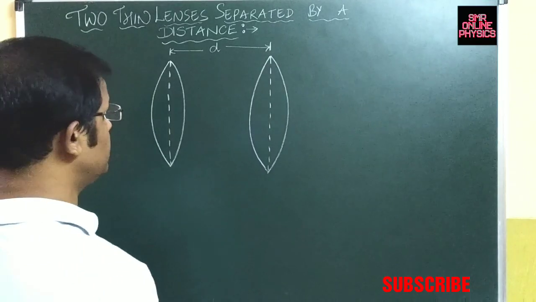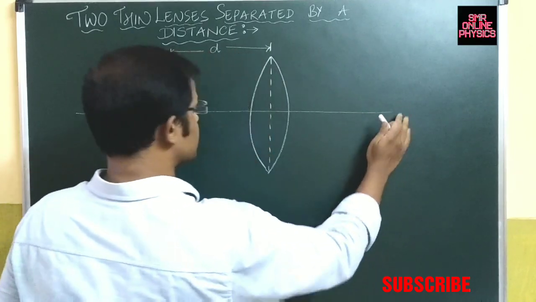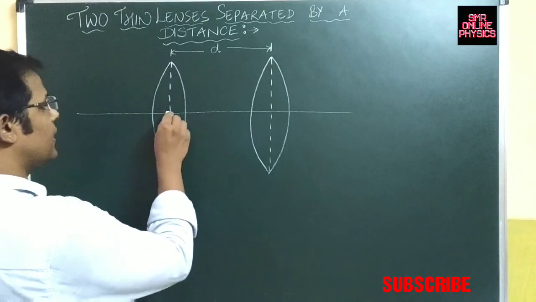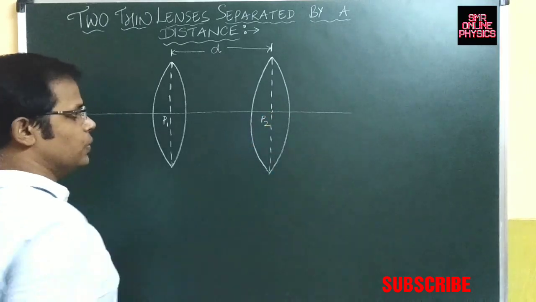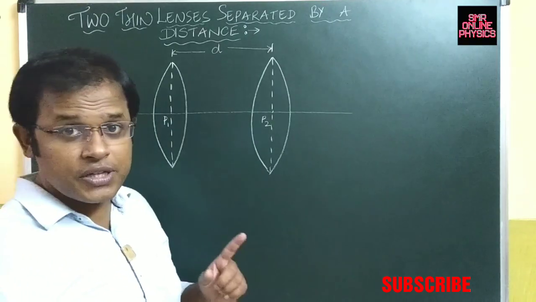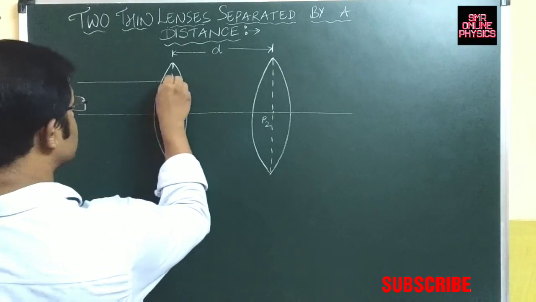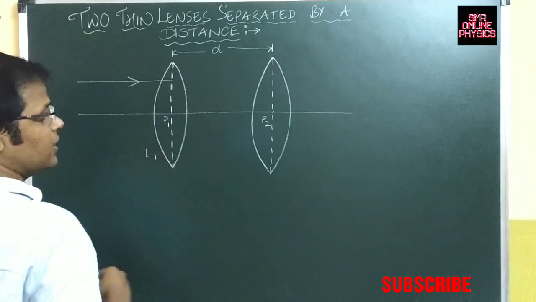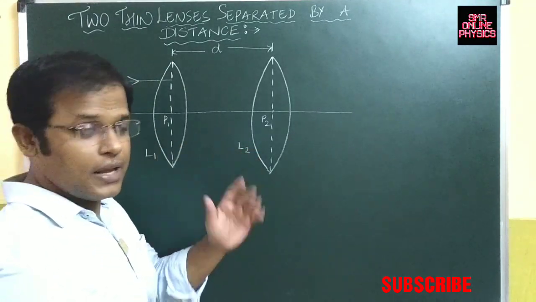Now let us draw the principal axis right through the lenses. We will need some space for the mathematical part also. Let us call this the optical center P1, and this is the optical center P2. As I say, we will be solving it for a very special case, as if the object is at infinity. The light ray comes in and is incident upon the first lens, L1, and then the second lens L2, having focal lengths, needless to say, f1 and f2.